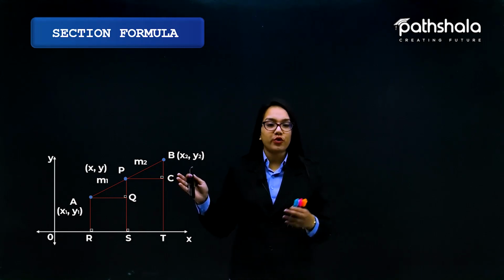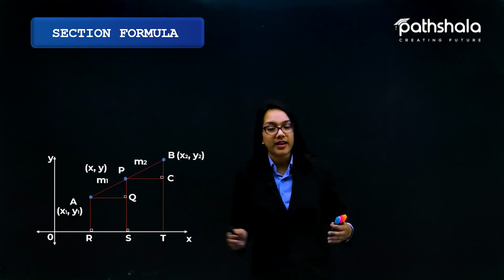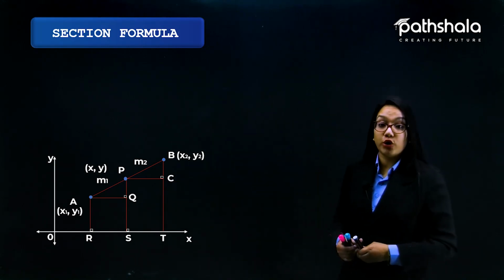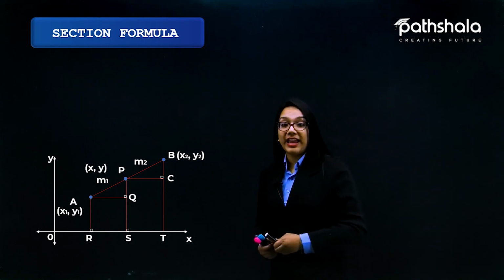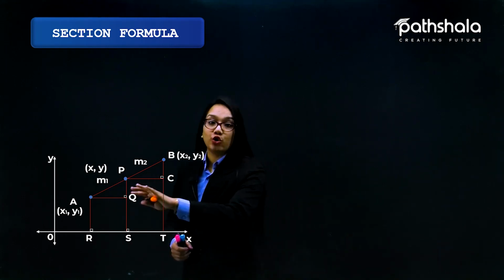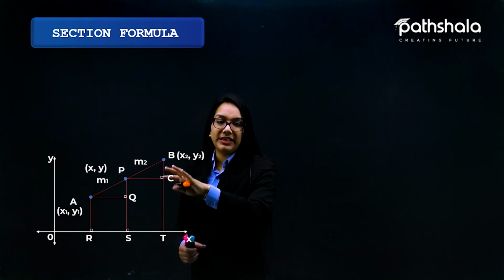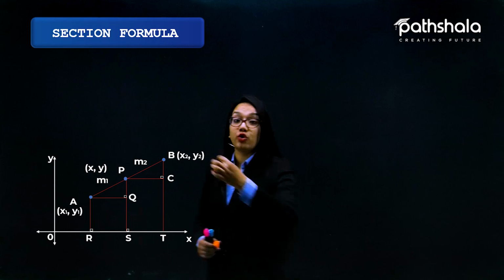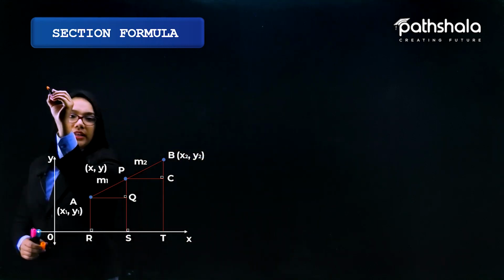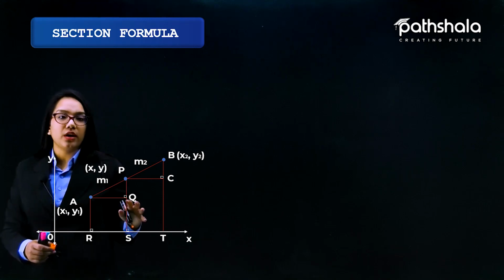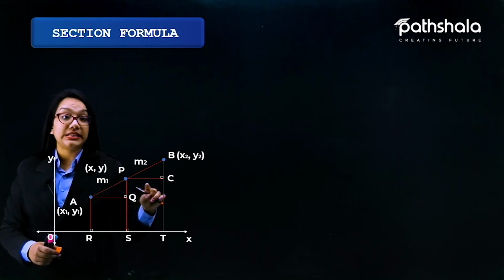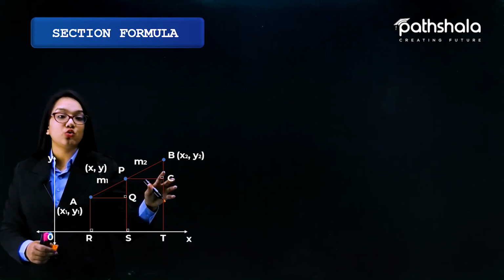So now we want to find out X and Y. How can we find it? First of all, let us talk about the two triangles PAQ and BPC. As you can see, we have two triangles over here. So what can we say about these two triangles?